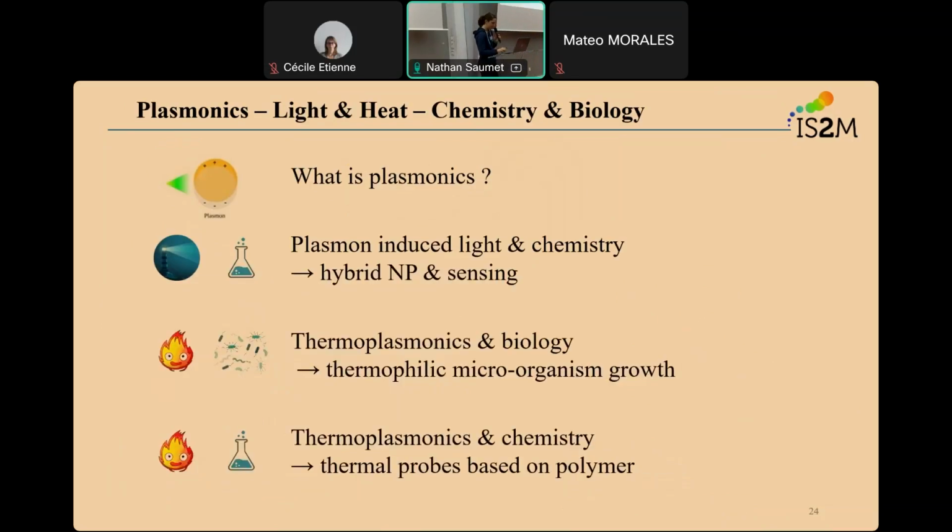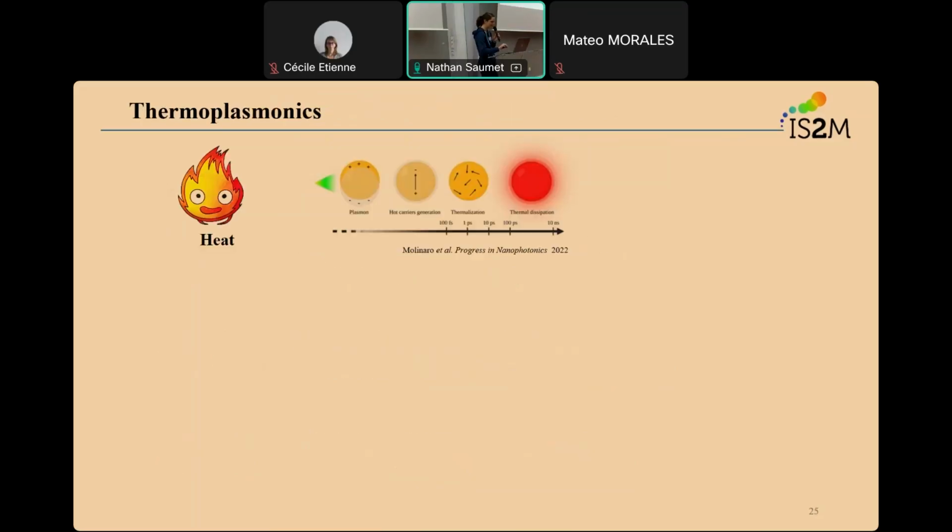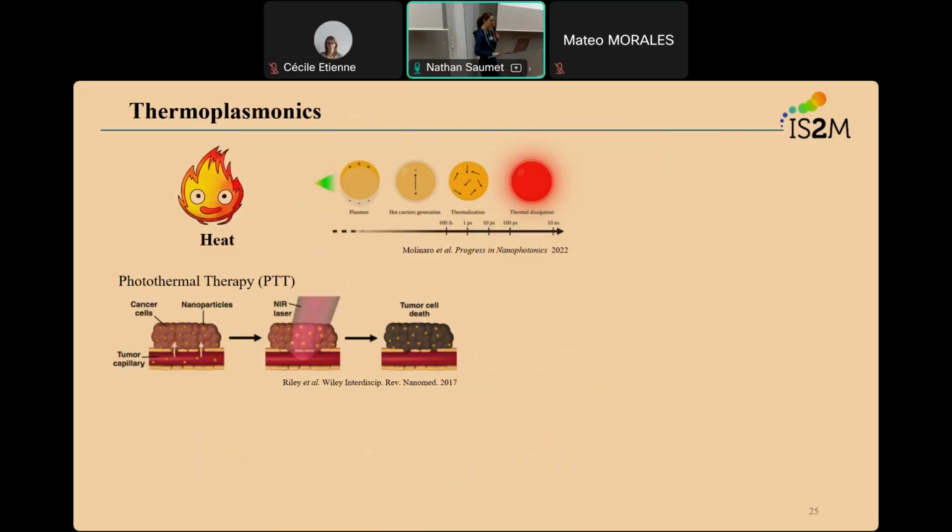So let's now go on to the next part. It's about thermoplasmonics. It's not the same effect, but I will describe how thermoplasmonics can interact with biology. Thermoplasmonics is the last effect that is induced by the plasmon. And it will just create heat. So it's like a toaster, it creates heat. The famous application is phototherapy, where it can basically kill cancer cells.